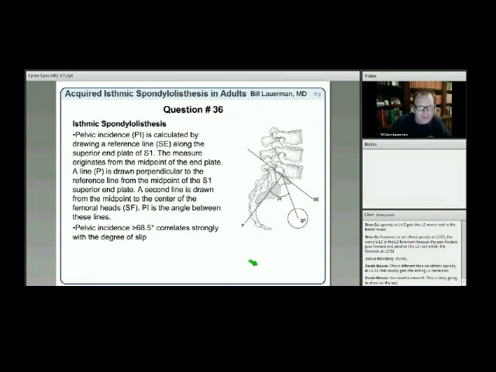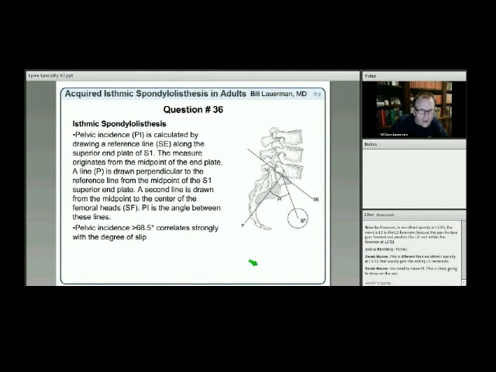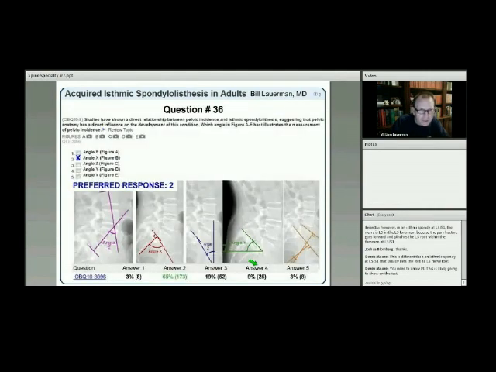The higher the pelvic incidence, the more off balance the patient is, one way of thinking of it, in the sagittal plane. And a high pelvic incidence, greater than 68.5 degrees in a couple of studies, correlates strongly with a higher degree of spondylolisthesis. So you do need to know what pelvic incidence is, what that angle is, and what its significance is. It really correlates with higher degrees of slip when it's a high pelvic incidence. And so the preferred response is number 2. You can see that angle drawn here, the line to the femoral heads, which is not always so easy to see, and then the perpendicular to the midpoint of the S1 superior end plate.